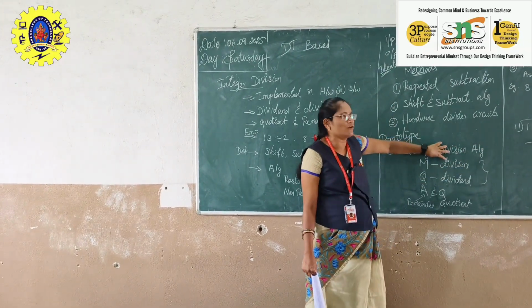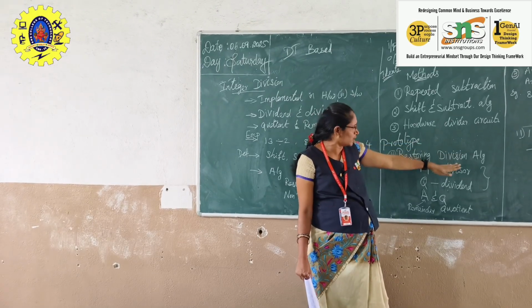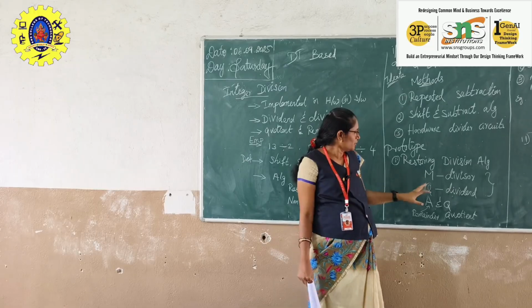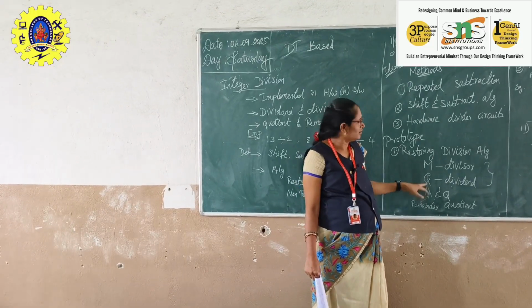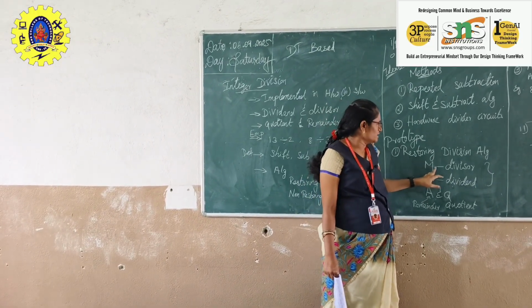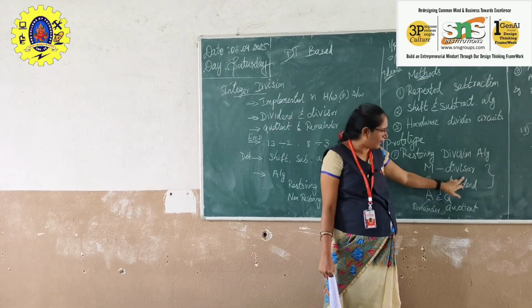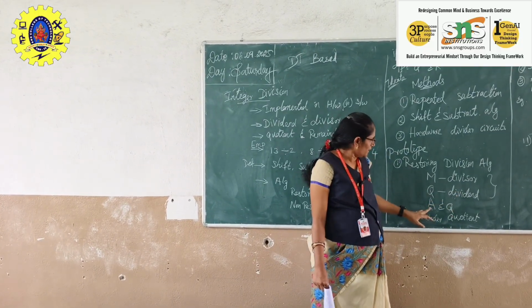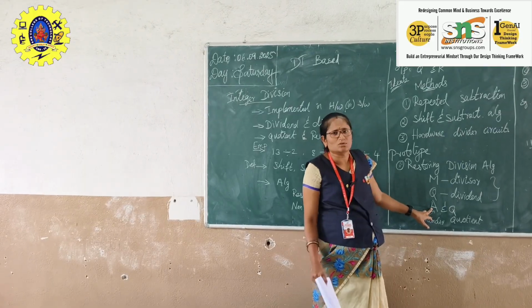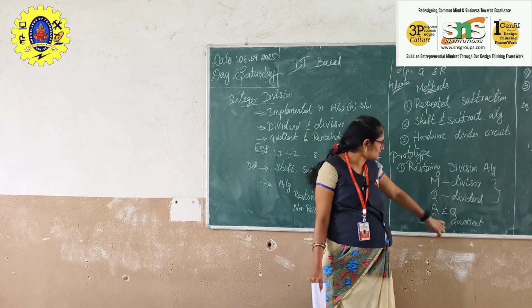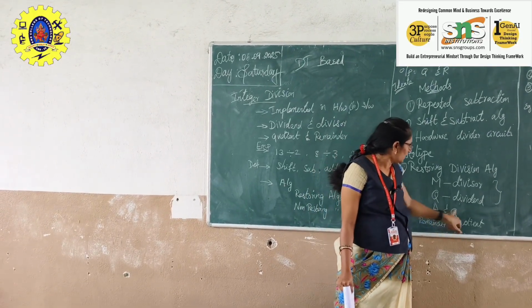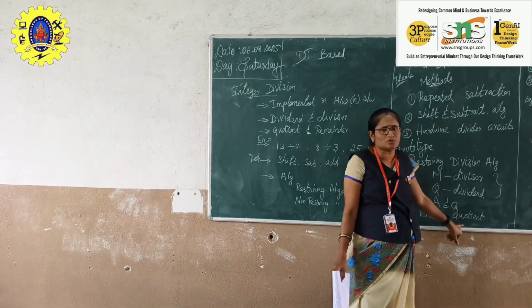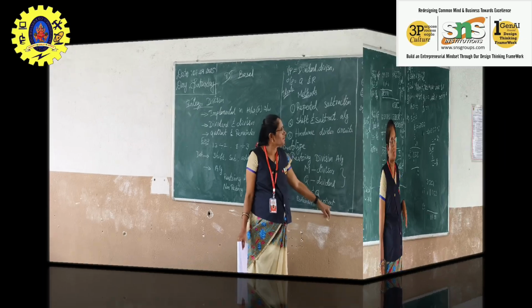While performing this operation through this algorithm, we need three registers: M, Q and A. Initially, the M register is used to load the divisor value and Q is used to store the dividend value. A is initially set to 0, and the final result is again stored in A and Q. A holds the remainder and Q holds the quotient.